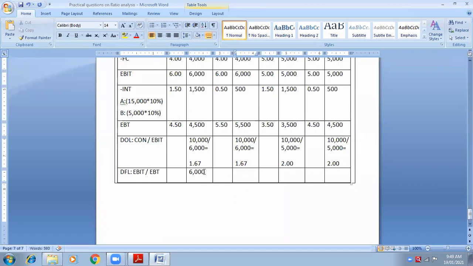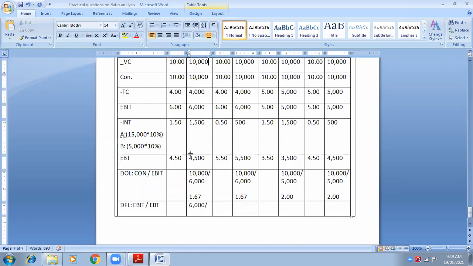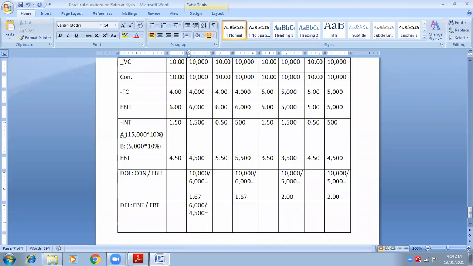Similarly, what is EBIT for plan A? You can see here. EBIT is 6,000. Sorry, not EBIT, EBT. EBT is 4,500. So here you will write 6,000 divided by 4,500 equals to, tell me the answer. 1.33. Okay.